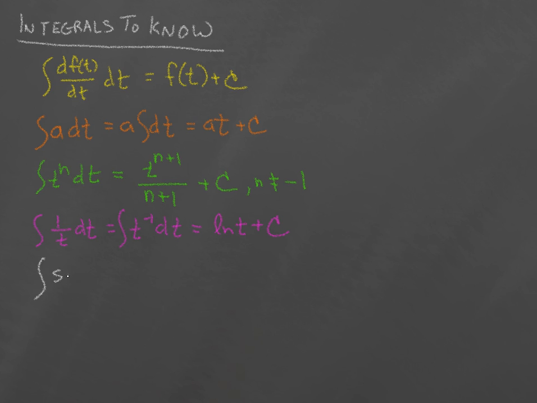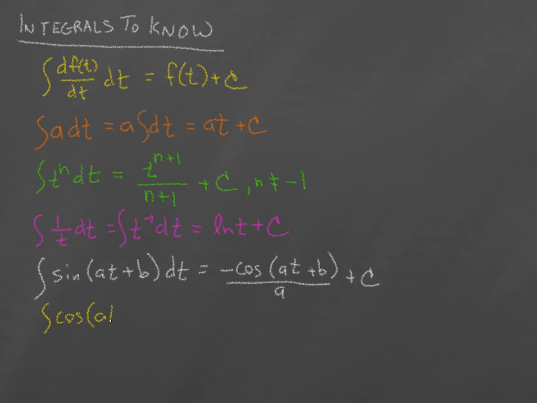If we take the integral of sine at plus b dt, this is equal to minus cosine at plus b, divided by a, plus some constant c. If we do the same thing for cosine at plus b dt, now this is a positive sine at plus b over a, plus c.